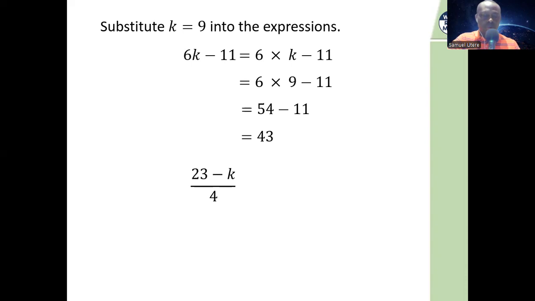What about this one? Again, we can just do our substitution straight away. This time k is 9. So we do 23 subtract 9 divided by 4, and our answer is 14 over 4, which is 3.5.